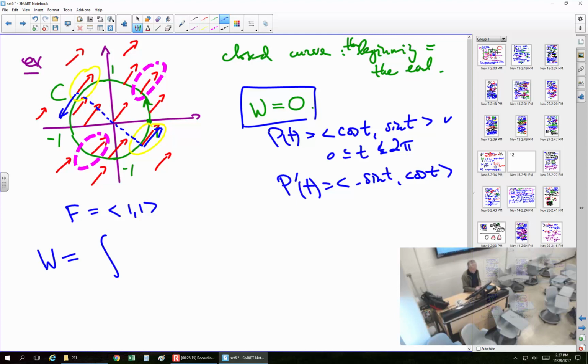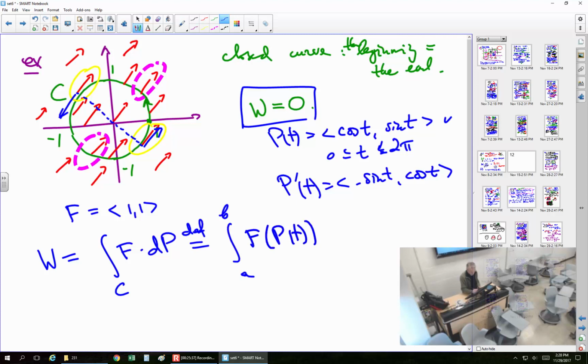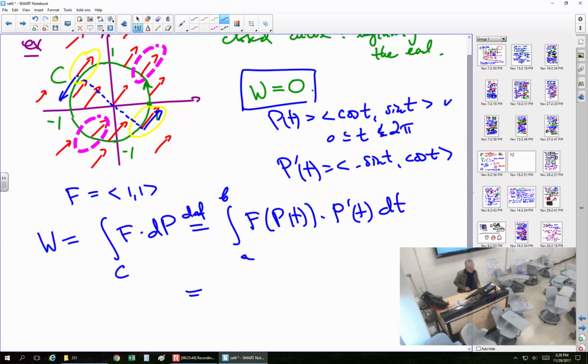So anyway, the work is the integral. Let me use the notation carefully. F dot dP. Once again, capitals indicate vectors. Over C, the unit circle. By definition, it is written as the integral, after the parameterization is chosen, of F of P of t dot product P prime of t dt. Substituting, the first term doesn't matter, it will be 1, 1 no matter what. So the integral from 0 to 2 pi of (1, 1) dot P prime, which is (negative sine t, cosine t), dt.